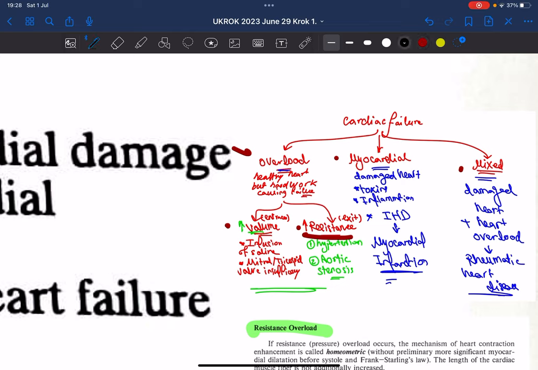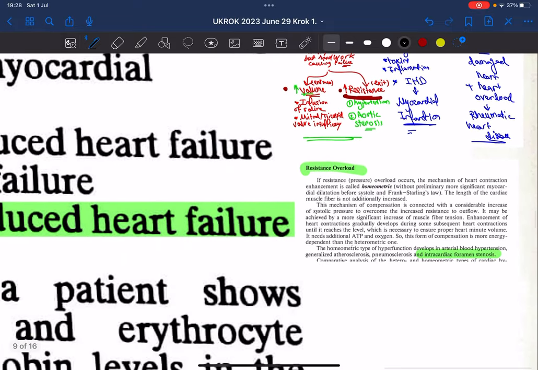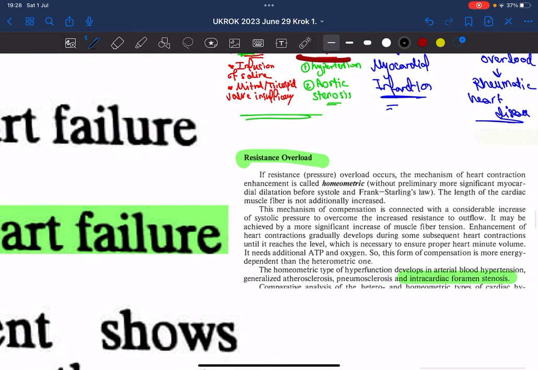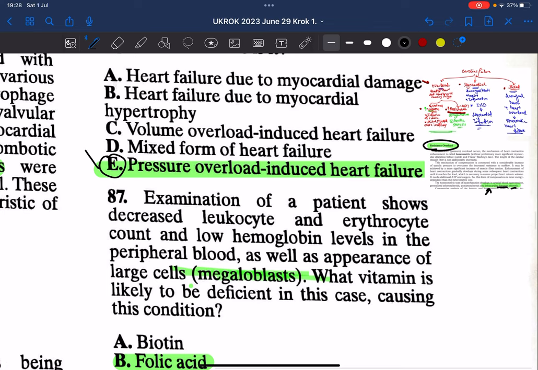Basically, when we have resistance to the blood flow because of the mitral valve being stenosed, then the heart can fail because of increased function against the resistance to blood flow. This is intracardiac foramen stenosis. Any foramen stenosis will lead to resistance overload, and heart failure by pressure overload or resistance overload.